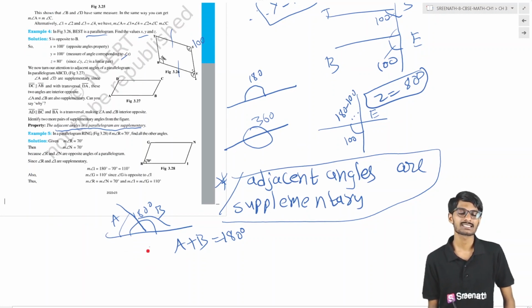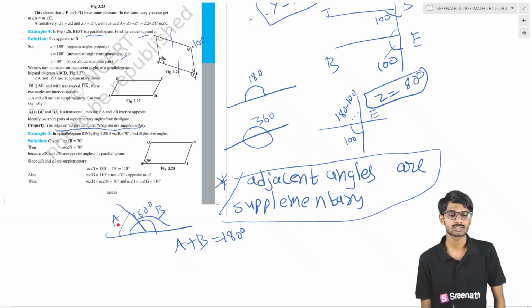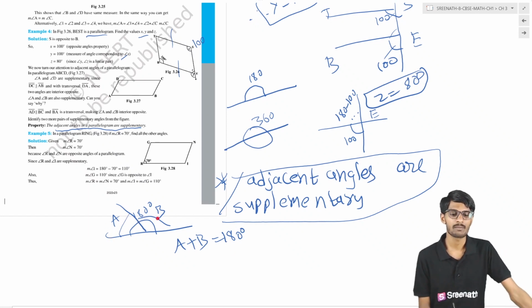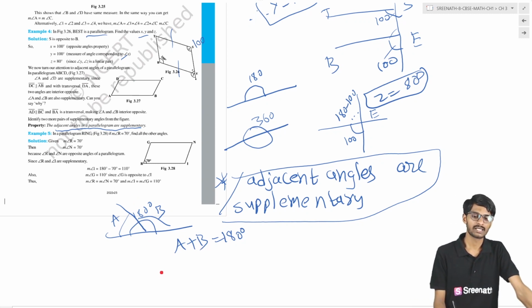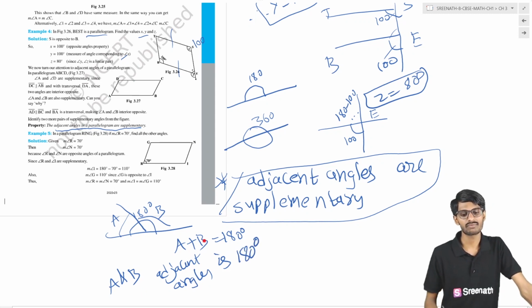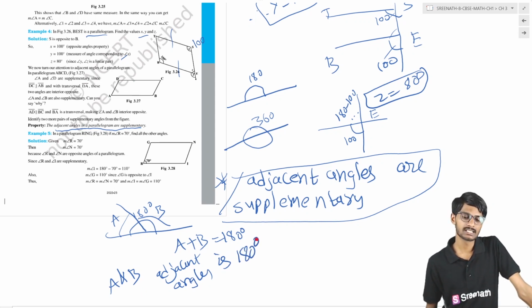So these two are the supplementary angles. The sum of supplementary angles equals 180 degrees. These two are the adjacent angles, A and B are adjacent angles, students. So the sum of adjacent angles is 180 degrees. This is what we have to learn: the sum of adjacent angles is 180, which means adjacent angles are supplementary.